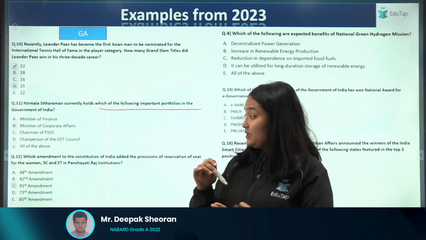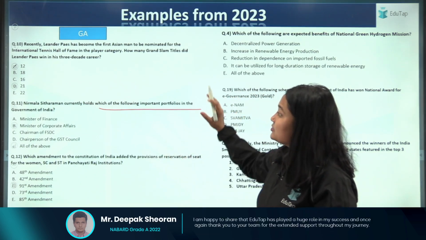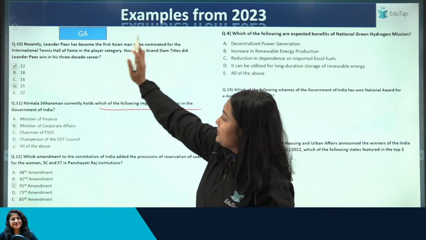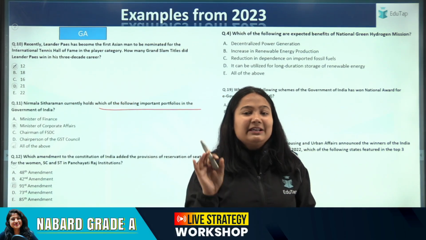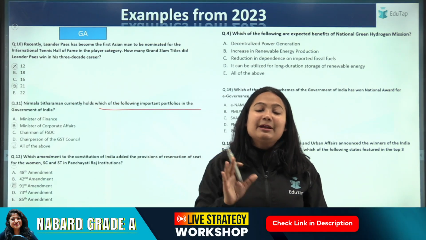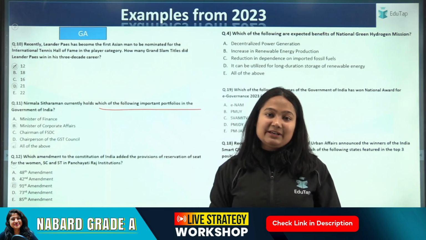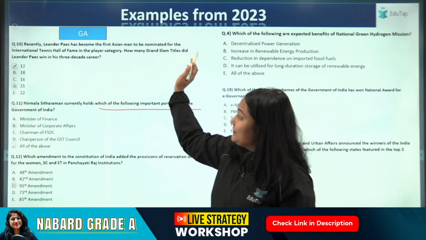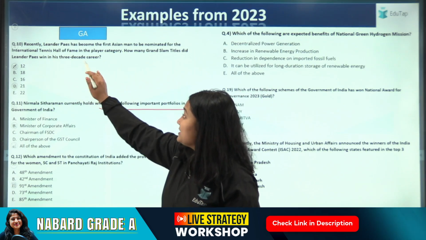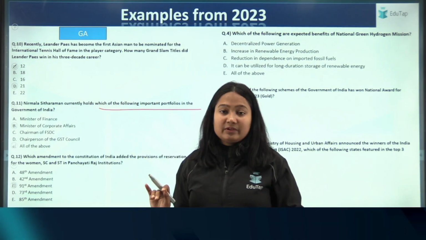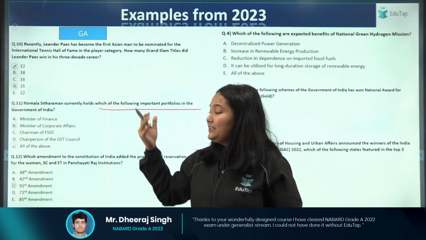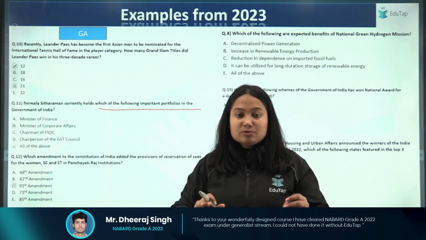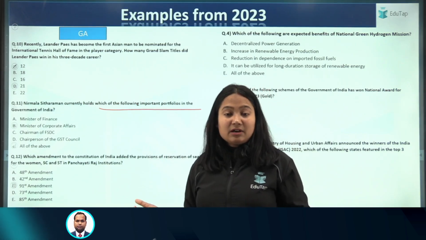If some famous personality is coming again and again in the news, you also note down the static portion of that particular person. Similarly, Leander Paes became the first Asian man to be nominated for the International Tennis Hall. Now, one might feel I'll just have to remember the name of the personality or which game they are related to. But look at the question: How many Grand Slam titles did Leander Paes win in his 3 decades career? One might have seen this news, or might be referring to some newspaper or document where that particular section is not covered, right?